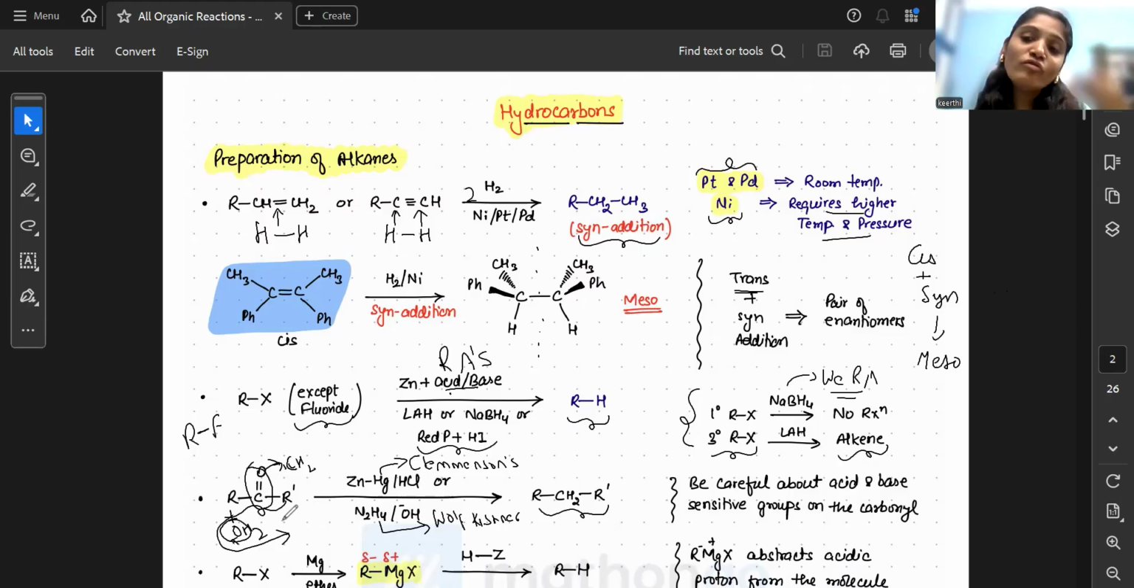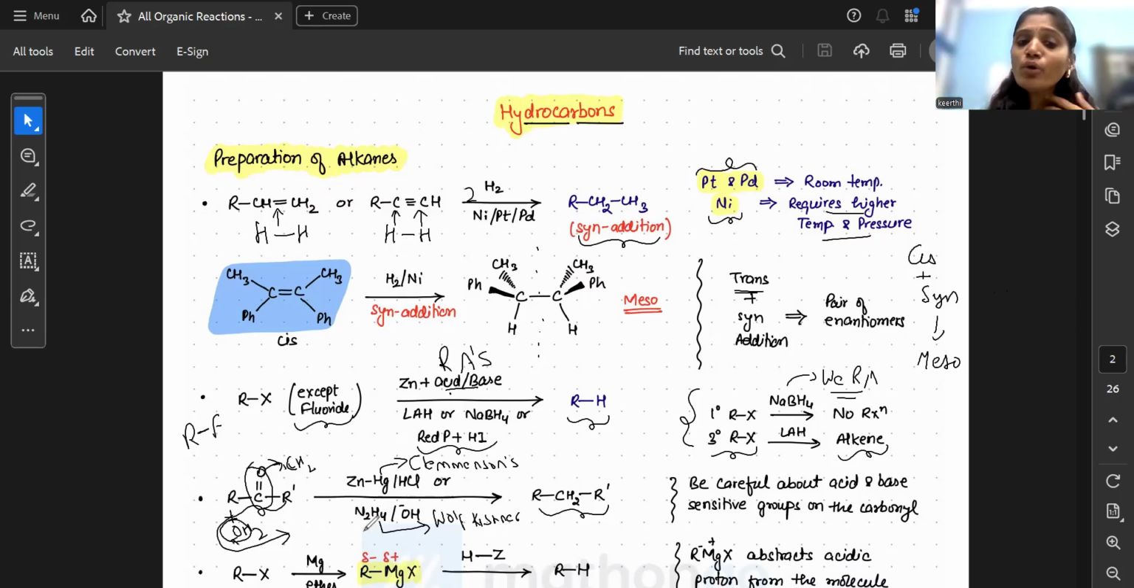So what is the problem? If you take an acid sensitive group and do Clemmensen's reduction, the H plus from the HCl comes and reacts with OH, and it will leave as a water molecule because it's a good leaving group. That is the reason, if acid sensitive group is there, don't go for Clemmensen's reduction, instead go for Wolff-Kishner reduction.